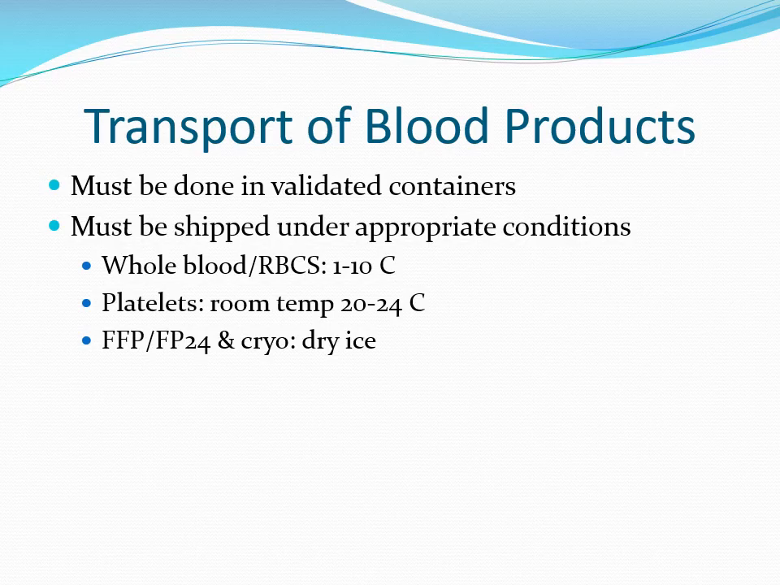So transporting blood products, these must be done in validated containers. So we have to basically put them through some rigorous testing to make sure the temperature is going to stay where it is for as long as it needs to. These also must be shipped under the appropriate conditions. So whole blood and RBCs ship at 1 to 10 degrees Celsius. Platelets maintain their same storage temperature, which is 20 to 24 degrees Celsius. And fresh frozen plasma and cryo need to be shipped on dry ice. So basically, we want it cold enough that it's not going to thaw in shipment. But that's exactly how we ship them at work.